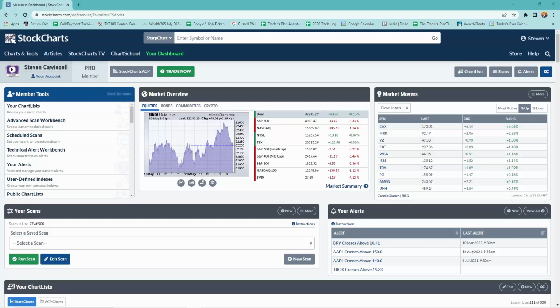Now, right here, I'm going to do this in stockcharts.com. I'm sure there are other platforms that have something similar set up, but I want to show it in stockcharts.com. It is a fairly cheap service that most people can afford. I think it's like $24 a month. But again, your own broker might have this.